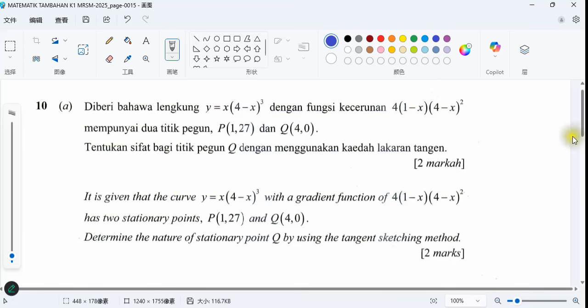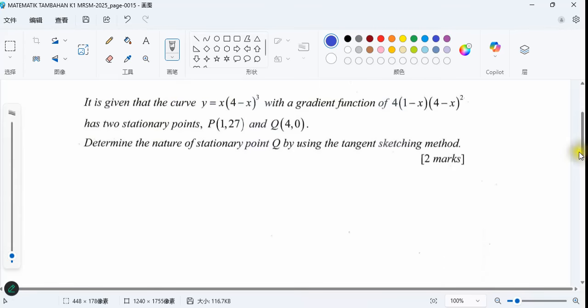It is given that the curve y equals x times (4 minus x) to the power 3, with a gradient function of 4 times (1 minus x) times (4 minus x) squared, has two stationary points P and Q. Determine the nature of the stationary point Q by using the tangent sketching method. So we want Q only.